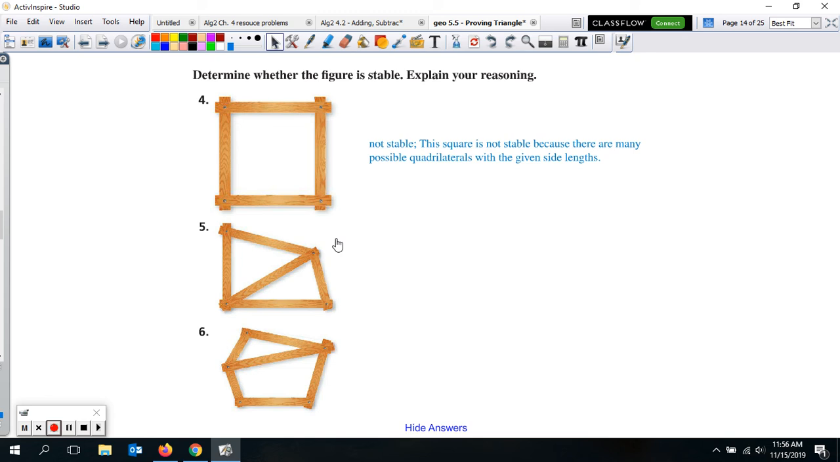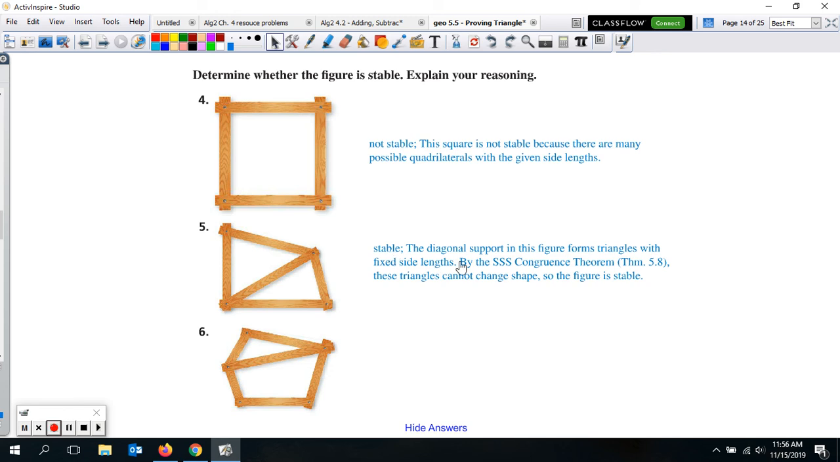So number 5, it has your quadrilateral, but it has this diagonal support here. So it has these 2 triangles right in here. And so this one is stable. Diagonal support of the figure forms triangles with fixed side lengths. So by the SSS congruence theorem, these triangles cannot change shape, so the figure is stable. So that would be stable because you have a triangle here and a triangle here.